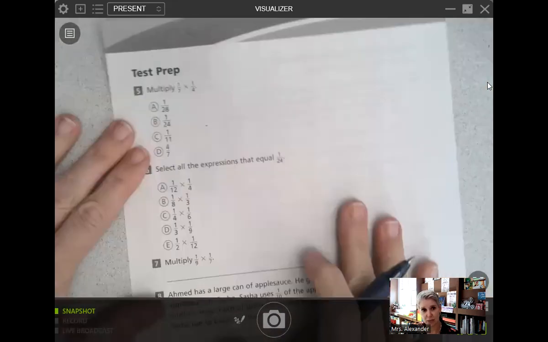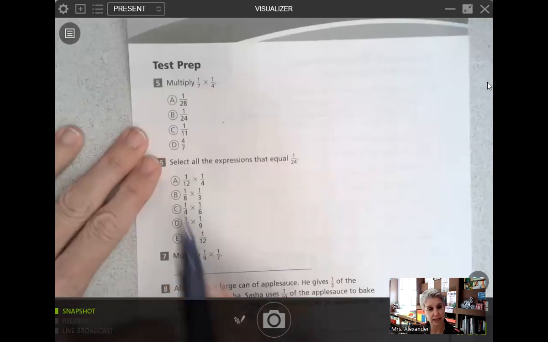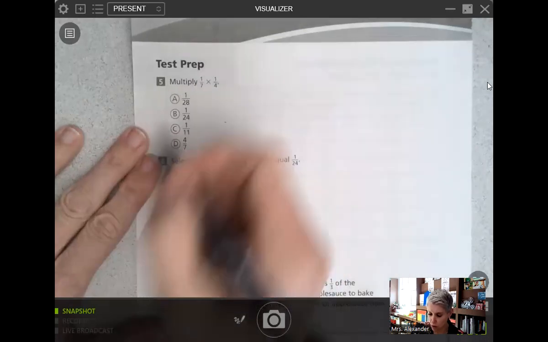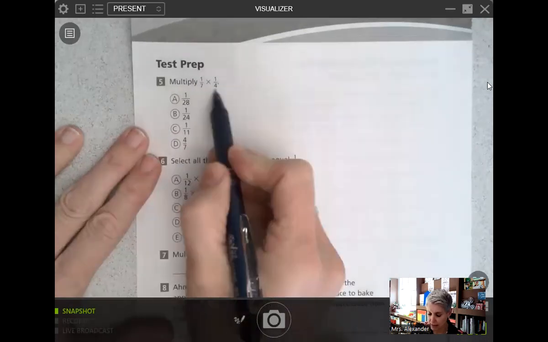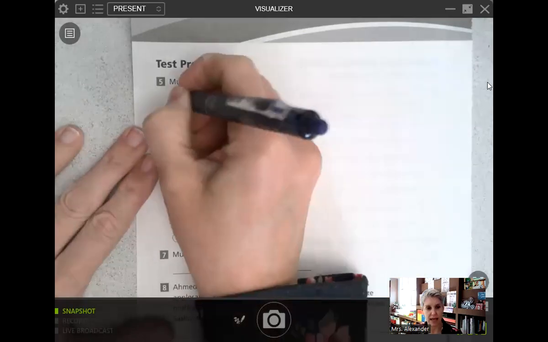Let's see about this test prep. If I'm going to multiply 1/7 times 1/4, because these are just unit fractions, I know that 1 times 1 equals 1. Multiply my denominators. 7 times 4 equals 28. So our answer is going to be A right there.